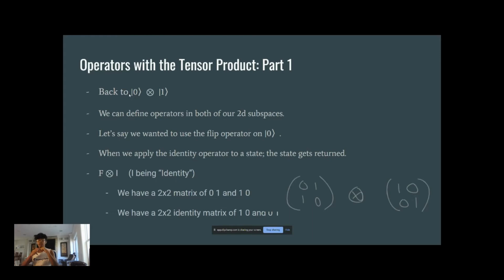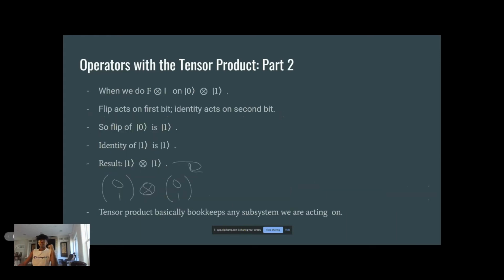So if we were to do the flip tensor identity, I being identity, the flip would act on the first bit here, and the identity would act on the second bit, right? So we would have a 2 by 2 matrix of 0, 1, 1, 0, and a 2 by 2 matrix of 1, 0, 0, 1. Right? So flip acts on this bit here, and identity acts on this bit.